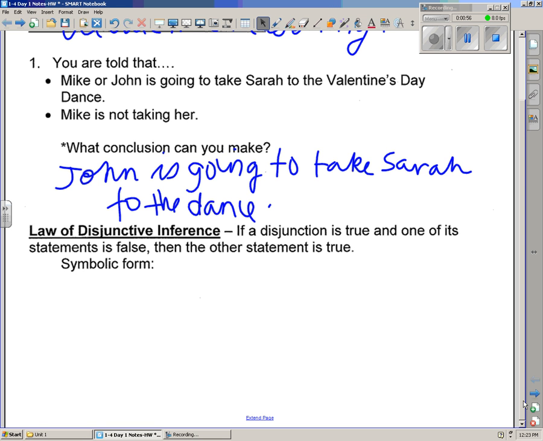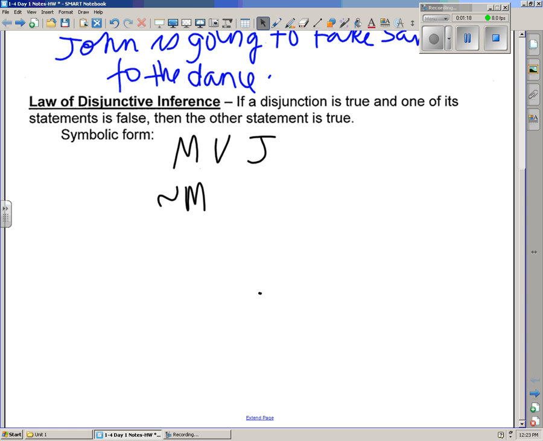So symbolically, what we're going to say here is we're going to deal with M for Mike, disjunction, Mike or J for John is taking Sarah to the dance. And we know that Mike is not taking her, negate M. Well, then what we can conclude here is therefore John must be the one taking her to the dance.